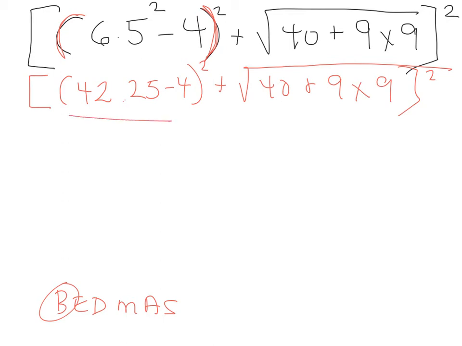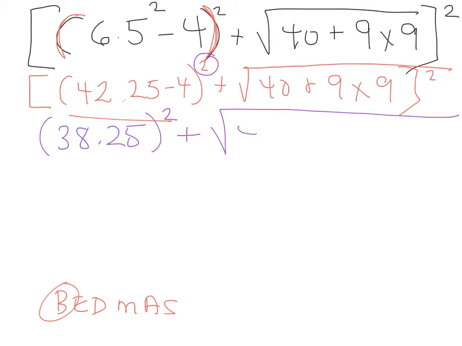Okay? So now we still want to work with what's in this bracket. So now we have 42.25 minus 4, which gives us 38.25, and then we still have to write the rest of the question down. So 38.25 to the power of 2 plus, and then we continue this here, 40 plus 9 times 9, close bracket to the power of 2.